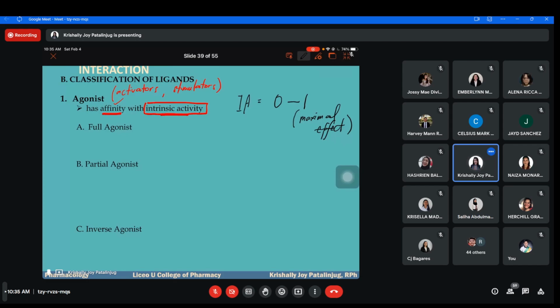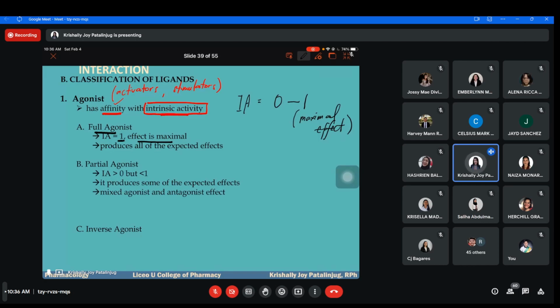So when we say full agonist, its intrinsic activity would be full, so maximum effect is being achieved. So its intrinsic activity is 1, effect is maximal. Meaning the full pharmacological response is produced as long as there is occupancy of the ligand to the receptor.